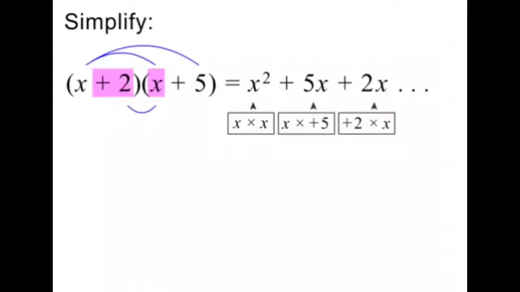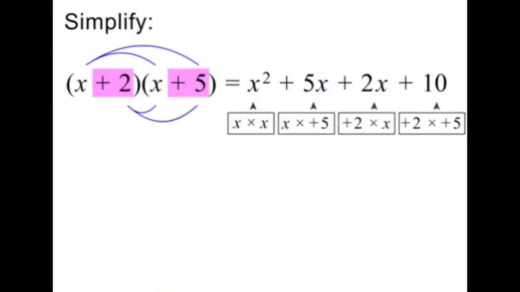Then we multiply the inner terms. Plus 2 times x equals plus 2x. We end by multiplying the last two terms. Plus 2 times plus 5 equals plus 10. Are we finished?